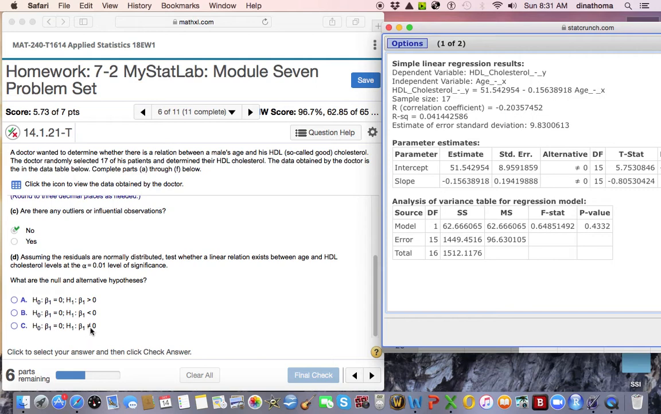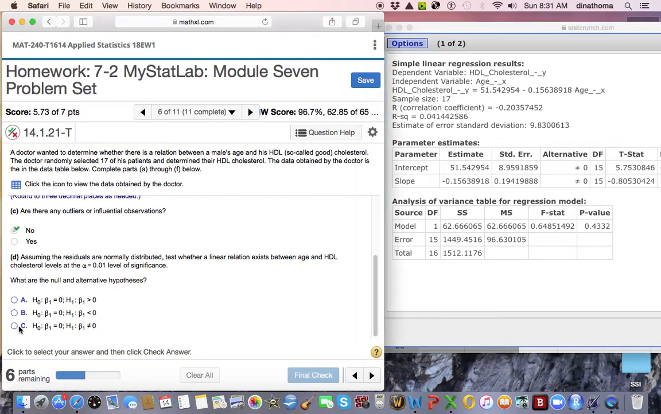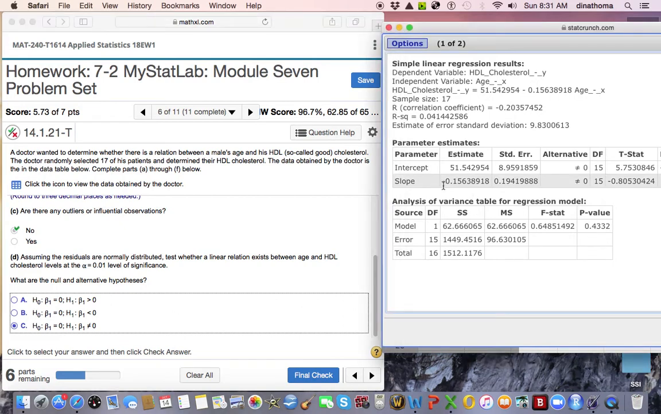And then for the alternative, we don't really care if our slope is increasing or decreasing. We just want to know if there's a relationship. So we're always going to pick the not equal one. And how can we tell if it's increasing or decreasing? Well, we just look at the sign in front of the slope. This line is negative, so therefore it is decreasing. So that's why I don't need to do a less than or greater than, because I can just look at the sign.